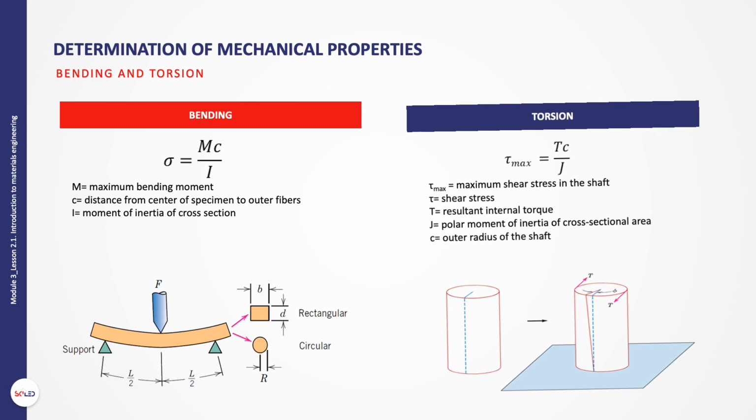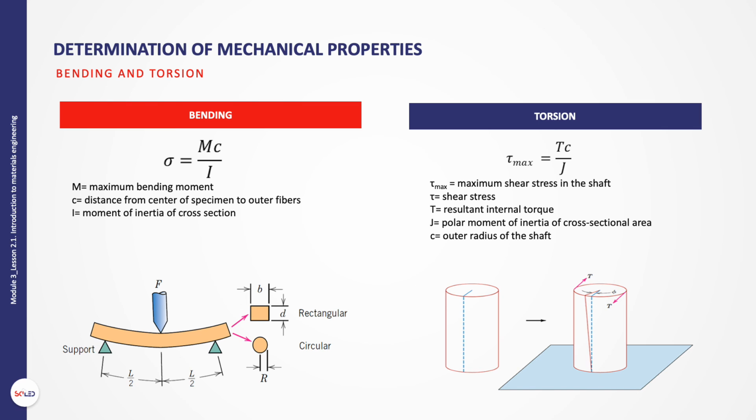Torsion is a variation of pure shear in which a structural member is twisted. Torsional forces produce a rotational motion about the longitudinal axis of one end of the member relative to the other end. A shear stress is a function of the applied torque, whereas shear strain is related to the angle of twist.